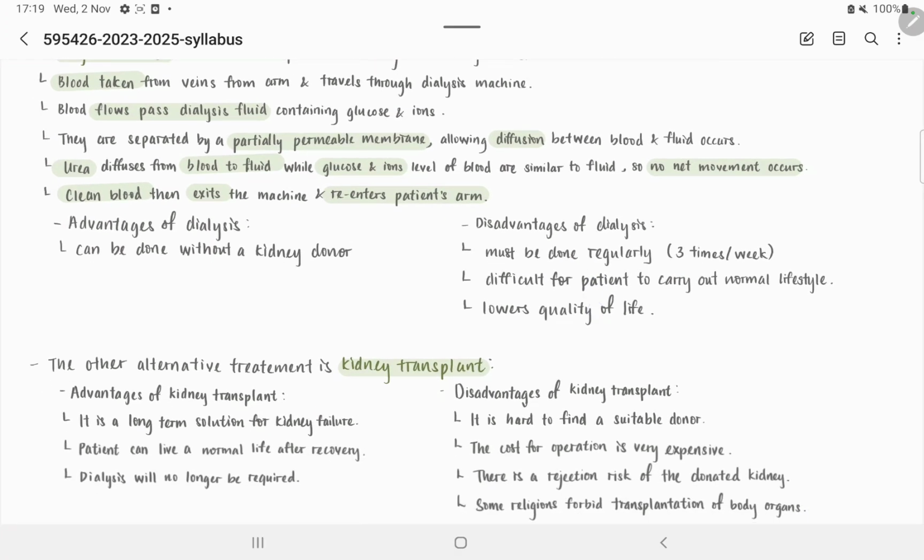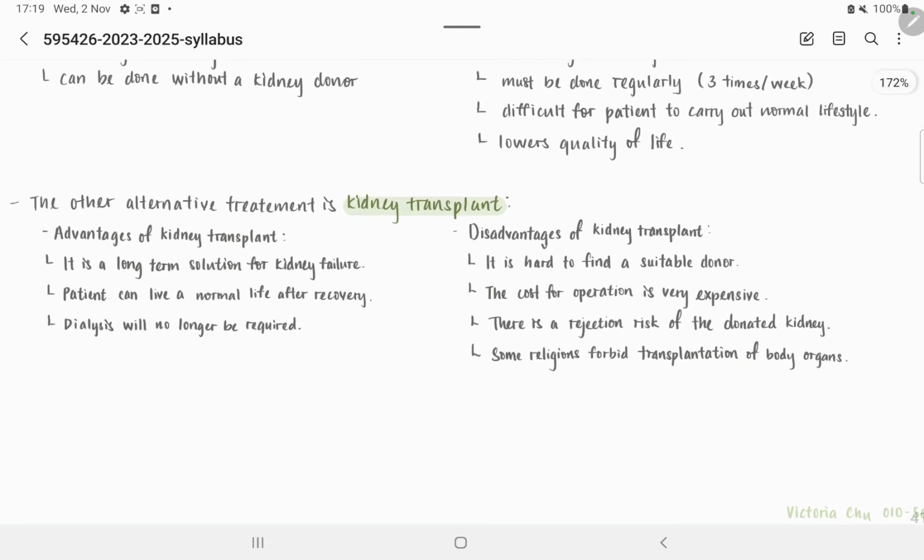Okay, let's move on to the last part, kidney transplant. For a kidney transplant, we have to get a kidney donor to donate the kidney, and then we insert the kidney into the patient. For this one you only have to know the advantage and disadvantage. Advantage: long-term solution, you can live a normal life after recovery from the surgery, and you don't have to do dialysis.